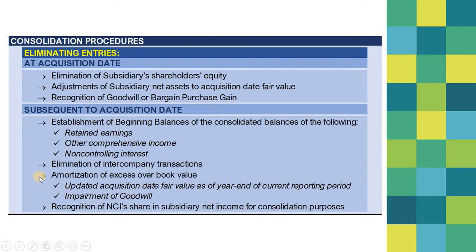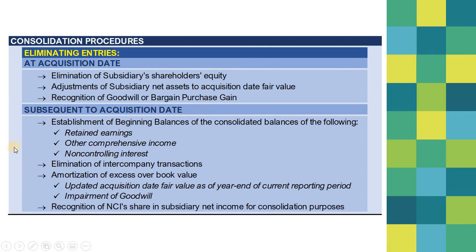So in 2020, why did we skip this part of the eliminating entries? Because in 2020, it is only 1 year after the acquisition date, and the beginning balance of the retained earnings, other comprehensive income, and non-controlling interest is already the January 1, 2020 balance, which is also the acquisition date balance. So for the first year in operation after the acquisition date, this first eliminating entry does not apply.